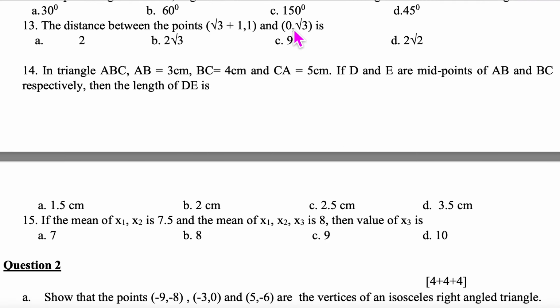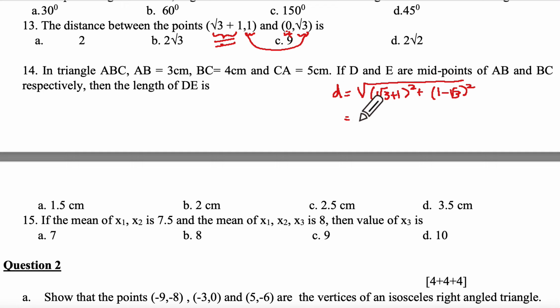Can you see this one? Will you be able to handle this root 3 part? Some of you may find this a little confusing. So this is your x1, y1. This is your x2 and y2. Distance between the two will be under root. Keep the brackets like this ready. And this minus this you'll do. Don't do this minus this, otherwise it's confusing. Understood? This minus this means root 3 plus 1 minus 0. Then this minus this means 1 minus root 3.